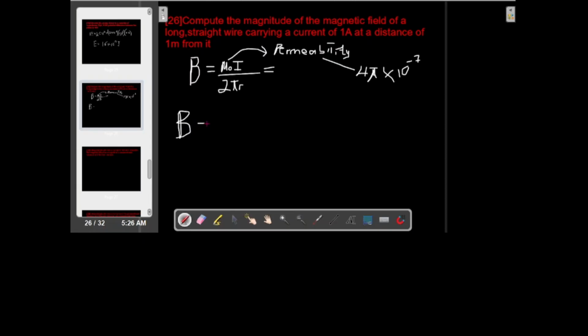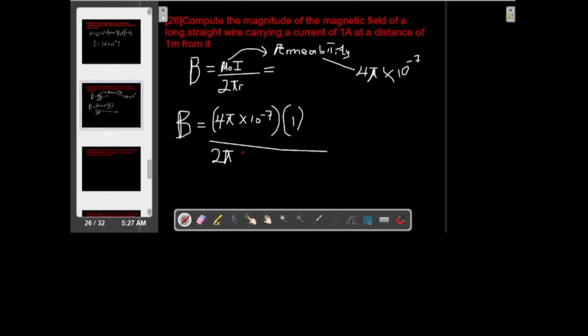Parameters now. B is equal to 4 pi times 10 to the negative 7, multiplied by the current I. The current in this question is just 1 ampere. So we have 1 ampere divided by 2 pi r. Please note that r in this case is not the radius, it is the distance to the current carrying wire. So not radius, do not divide by 2.